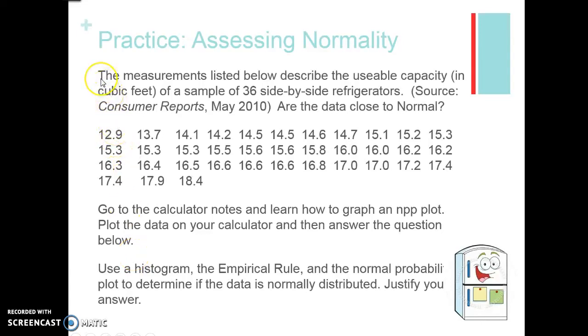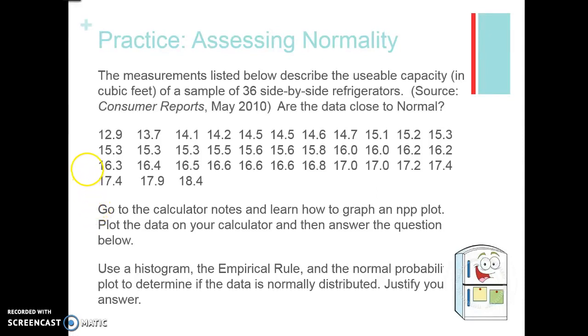Okay, so welcome to the last little bit for this section, section 2.2. The last couple of slides, we're just going to go over how to decide whether or not a histogram or data that you're given is approximately normally distributed. Okay, so number one, the first thing I'd like you to do is just take a minute and go to your calculator notes and learn how to graph an NPP or normal probability plot. That will help you decide whether or not the graph is approximately normally distributed or not.